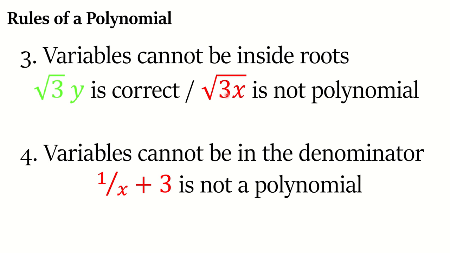And again, the variables can never be in the denominator. In this case, 1 by x plus 3 is not a polynomial, which is nothing but this x is x power minus 1 plus 3, where the exponent or degree is less than 0. So this is also not a polynomial.